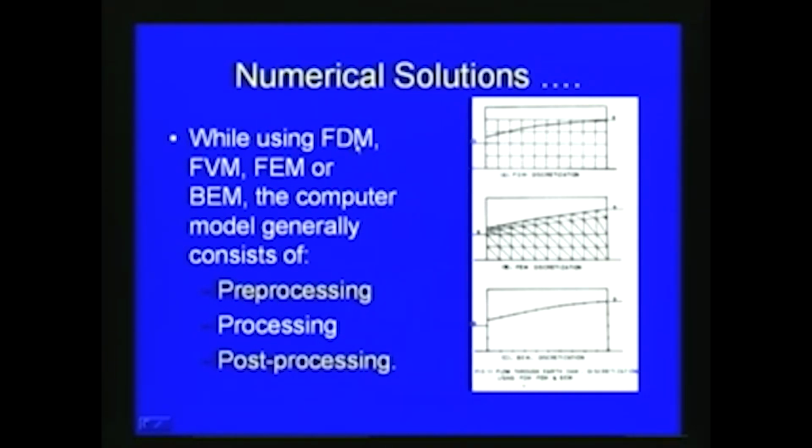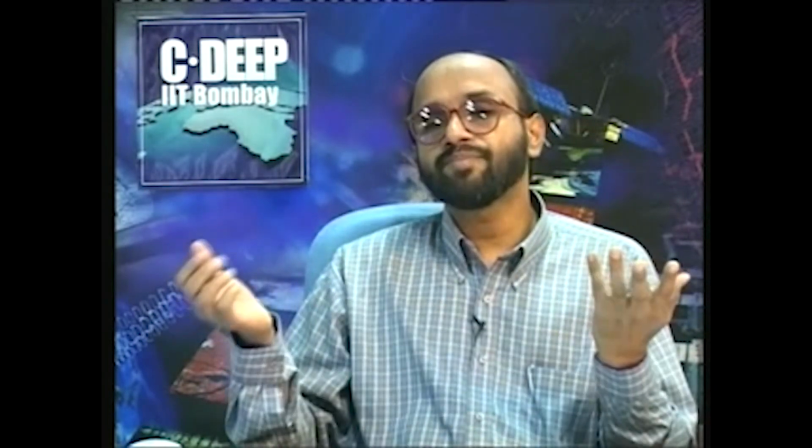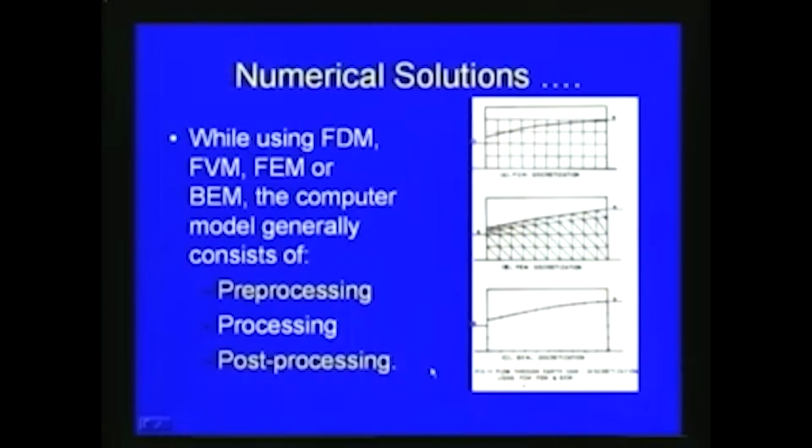Processing means the computer code which we write for the methodology, then we run the code to generate the solution for the particular problem, and then the third step is post-processing. Post-processing means once the results are generated, we will be getting numbers, and we have to put them in graphical or tabular form, so that other people can understand how the solution has been generated and how the results are.